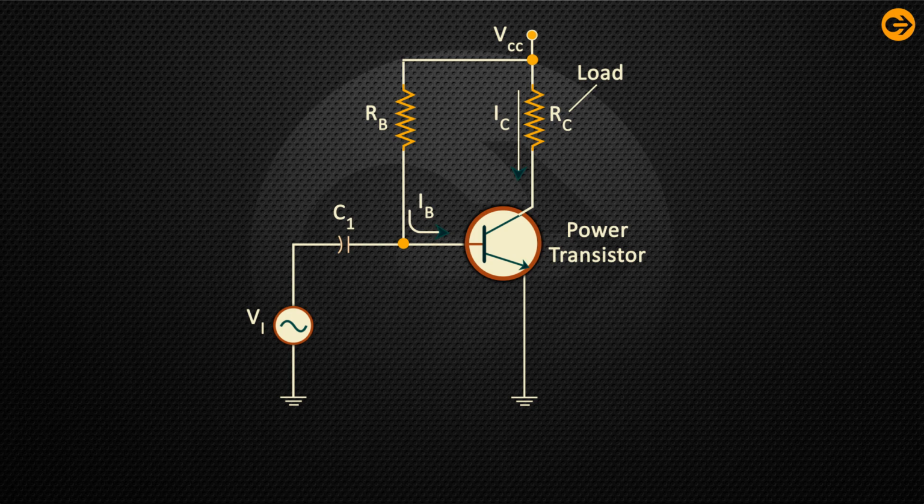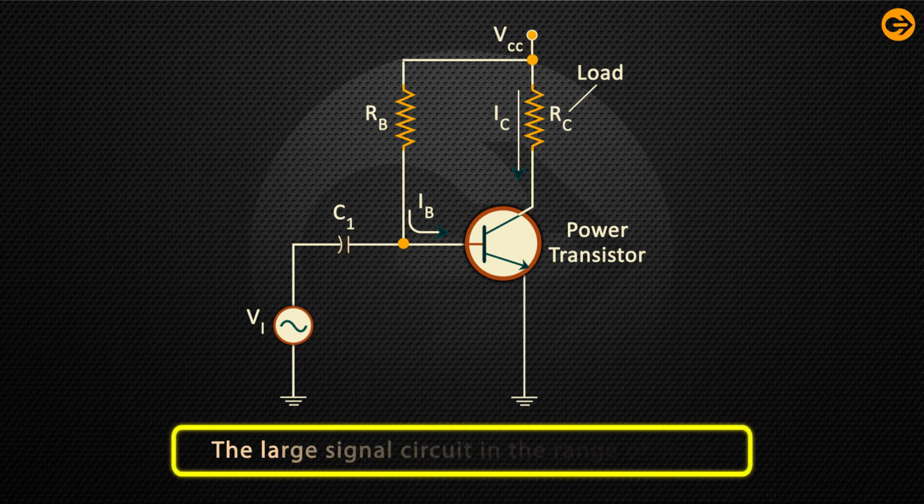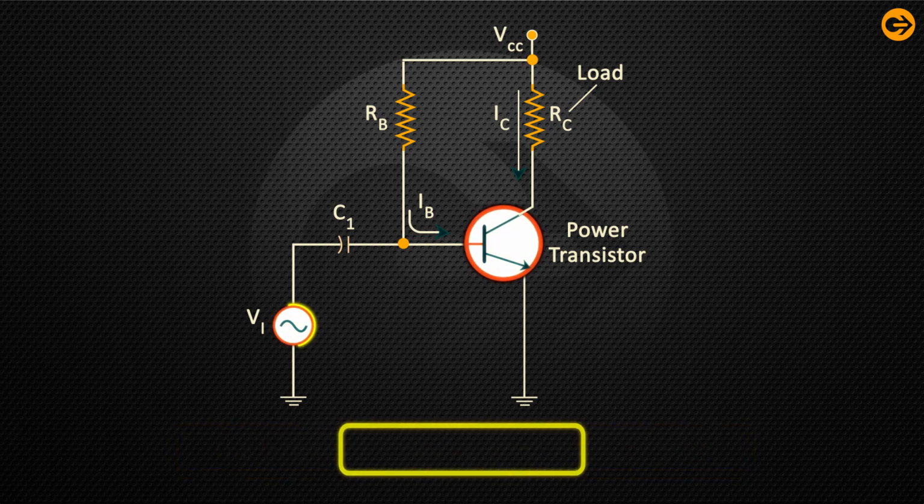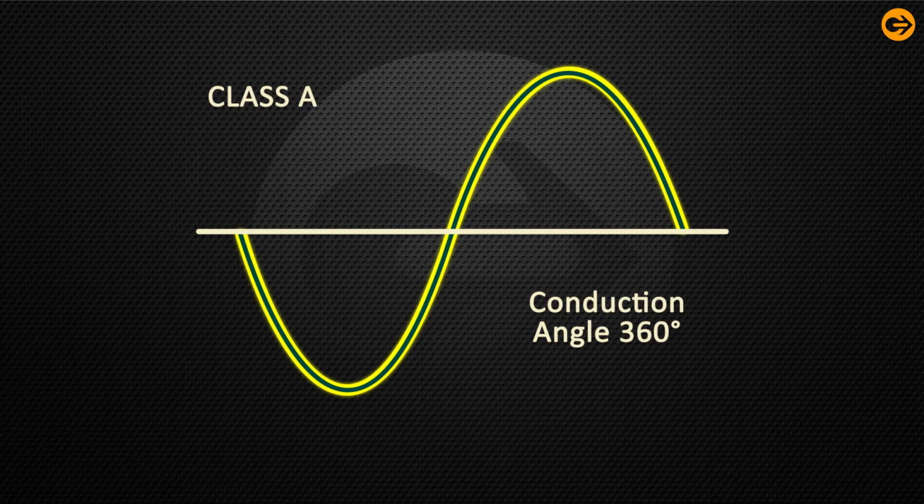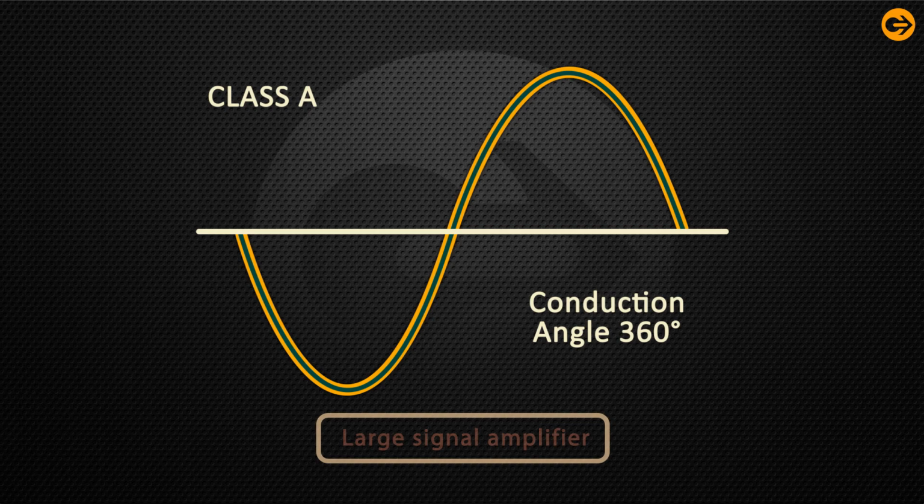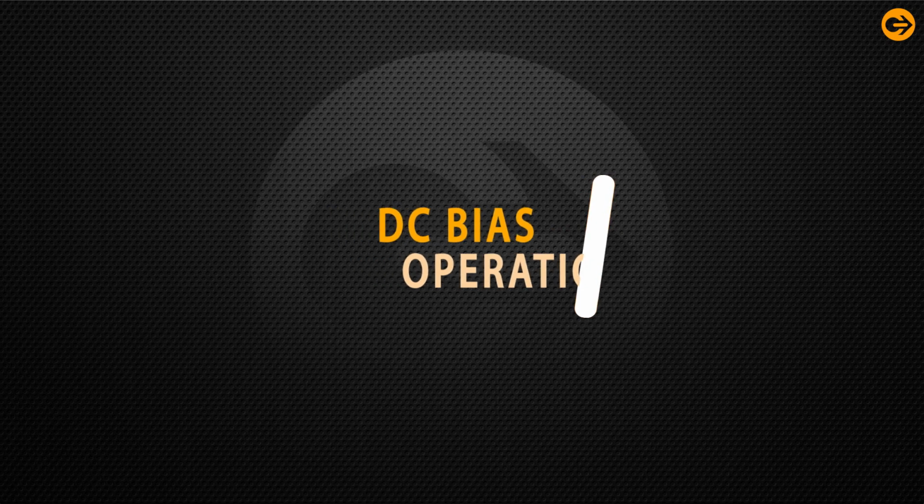The circuit is able to handle a large signal in the range of volts. The transistor used is a power transistor that is capable of operating in the range of a few tens of watts. The efficiency of this circuit is very poor, so the circuit is not very good to be used as a large signal amplifier. Now let's talk about the DC bias operation.